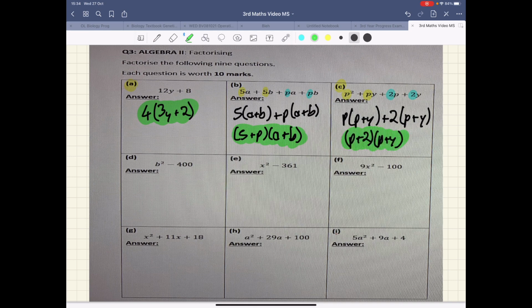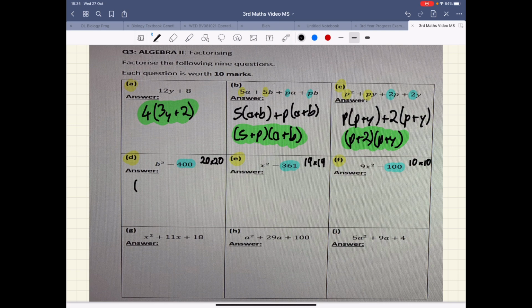Now, the next set of questions, the next 3, so D, E, and F, these are factorizing by difference of 2 squares, and you have to try and identify them by the use of square numbers. So 400 is a square number, 361 is a square number, and 100 is a square number. What do I mean by that? I mean that 400 could be written as a number multiplied by the same number. Same over here, 19 multiplied by 19, and over here, 10 multiplied by 10. That's what we mean by a square number.